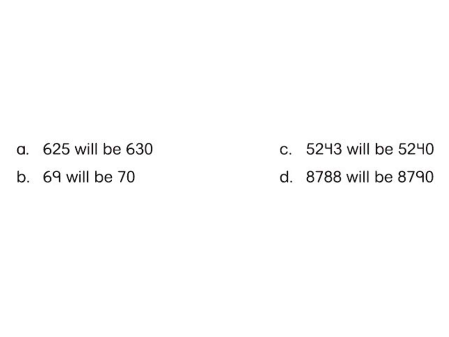Number B, 69. Since 9 is bigger than 5, it will be rounded off to the next 10. After 69, the nearest 10 is 70. So it will be rounded off to 70 and so on.